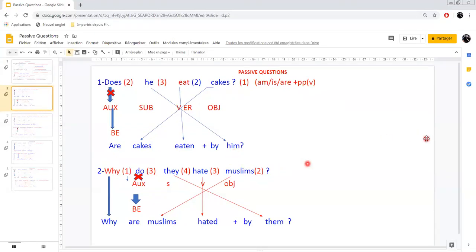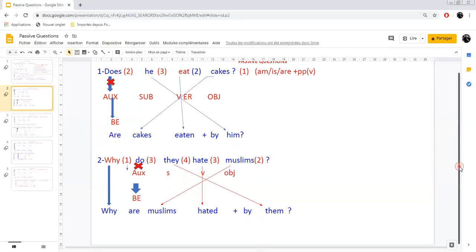If you've got a WH question, of course, as it is shown in this example here, so you've got, why do they hate Muslims? Why do they hate Muslims? So number one, you are going to repeat your question word. Two, you are going to bring your object and put it as subject here. And then number two here, you are going to use the auxiliary to be, not to do, because we are dealing here with the passive. So Muslims is plural, of course, so we say are, the past participle of your verb, and then your agent if you mention it, of course. Then we say, why are Muslims hated by them?